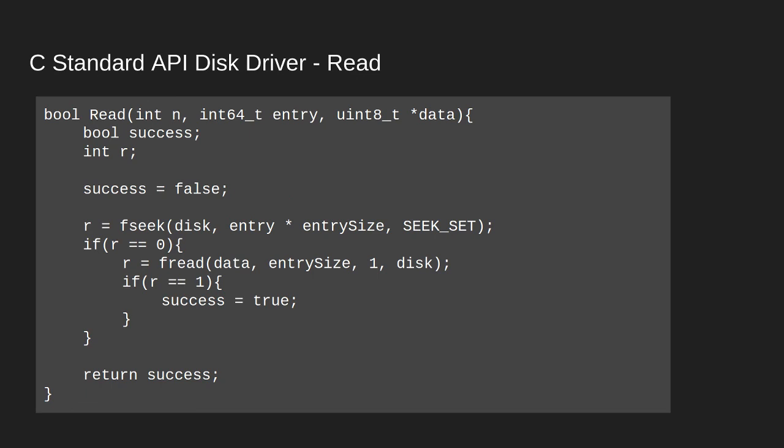The read instruction is similar. First, we seek the right position in the file. We then read data from the file into our array. And if we get 1 back, which means that 1 entry has been read, we return true.